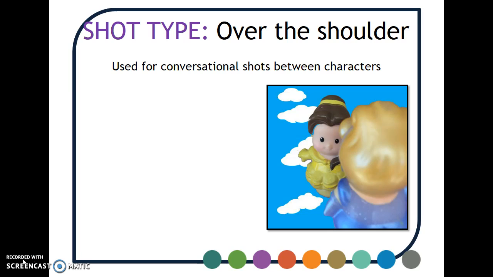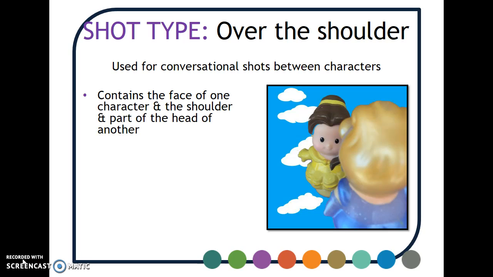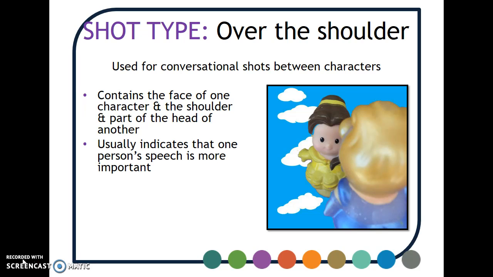The next shot type then is over the shoulder. It's often used for conversation between two characters, or possibly more than two characters. It contains the face of one character, generally taking up about 2/3 of the screen, and the shoulder and part of the head of another character. And then what happens is that it's shown at that point that one person's speech is more important than the other. So it'll be focusing on the person who is speaking. The person where you can only see part of them, the back of them, is the one who's listening.